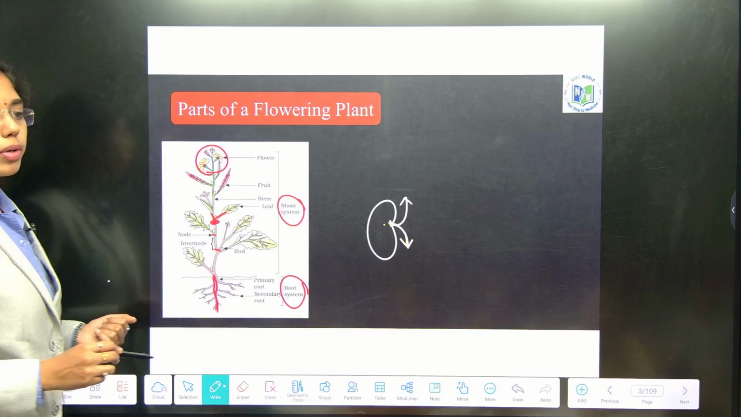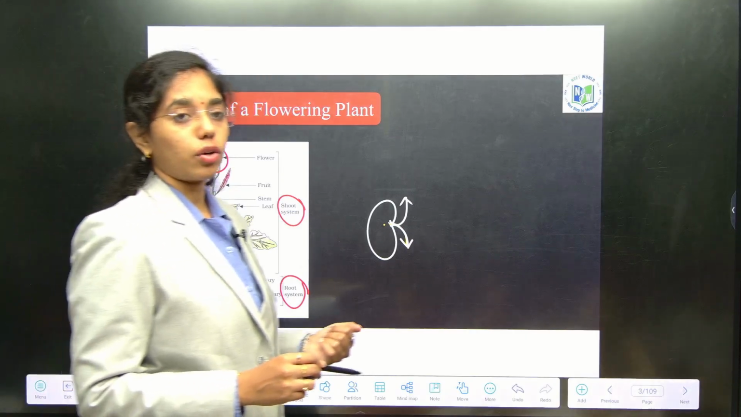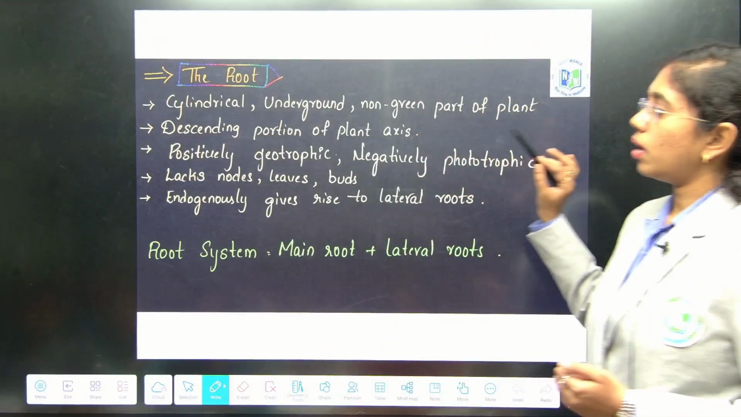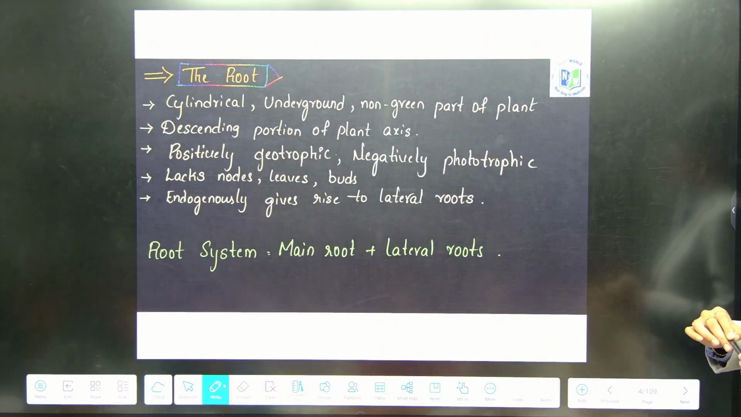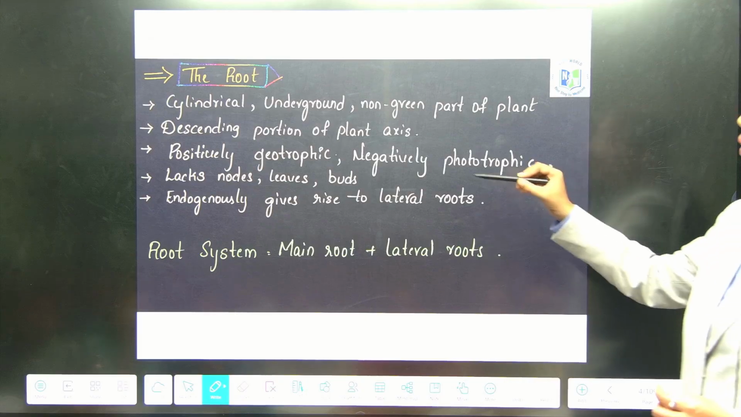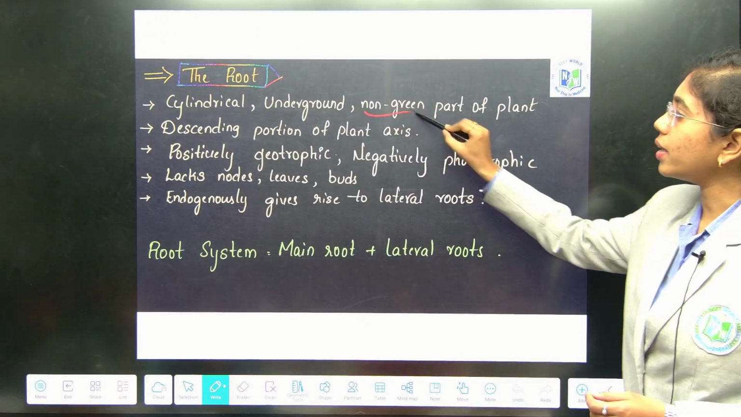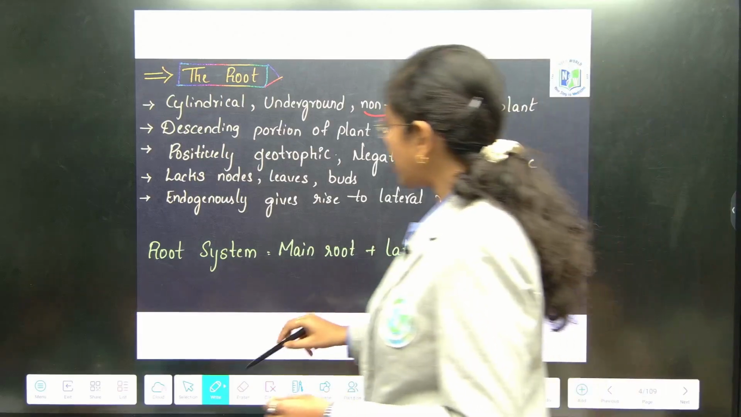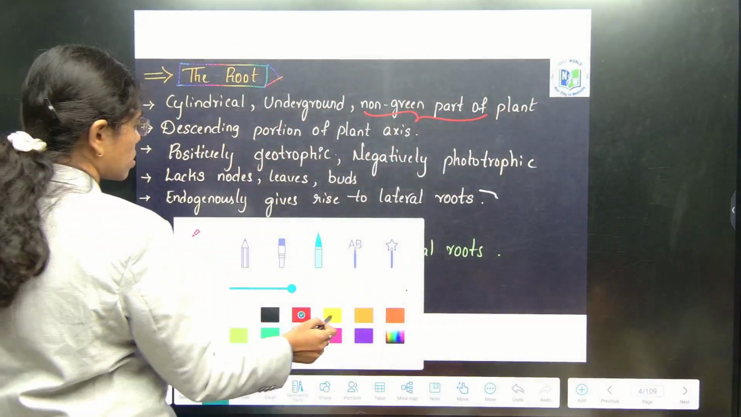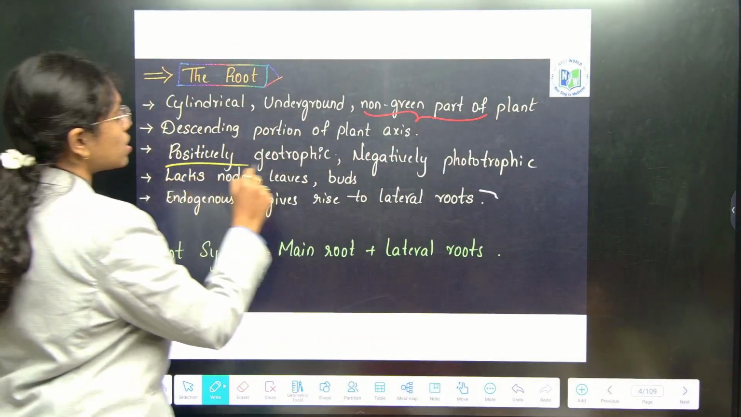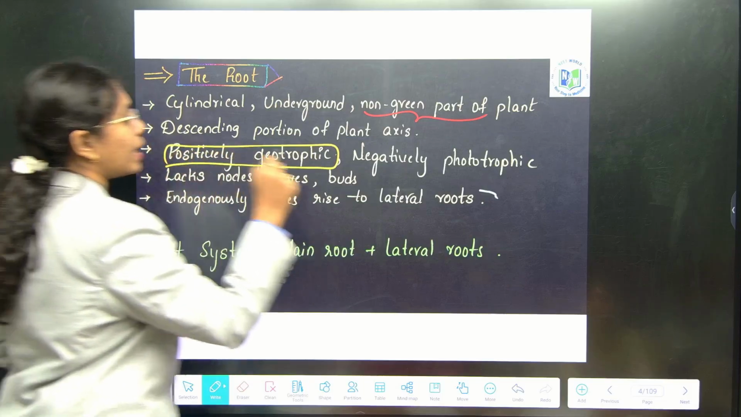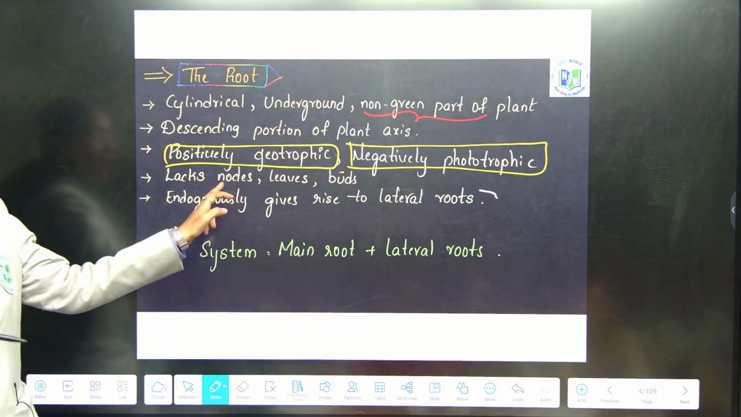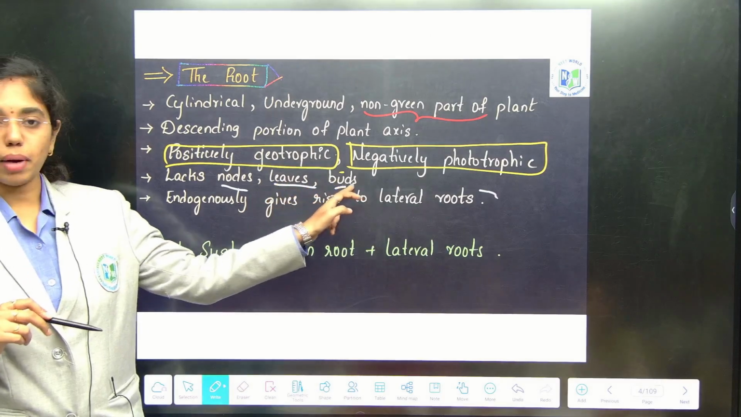Root systems will be of three types based on the pattern of their growth. So first you know about the description of the root. What is root? It is the cylindrical underground non-green part of the plant. Okay, how is it growing? Descending portion of the plant axis, which is growing positively geotrophic and negatively phototrophic. Okay, this doesn't have nodes, leaves and buds.